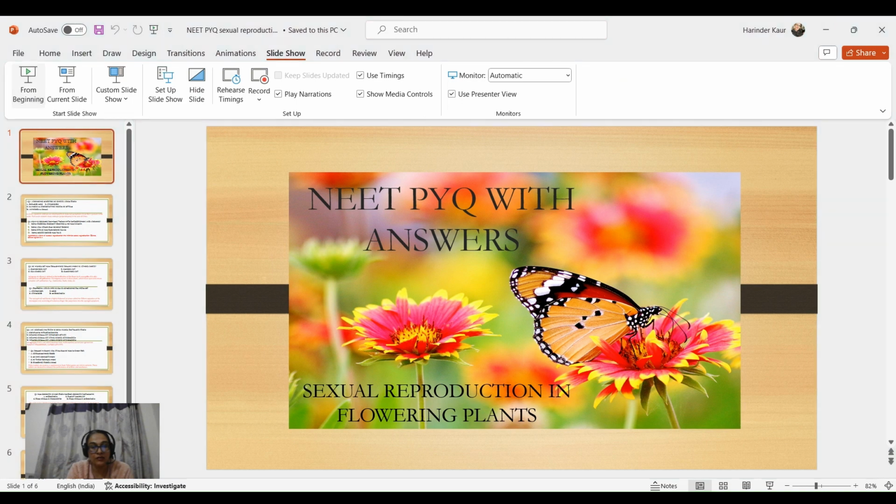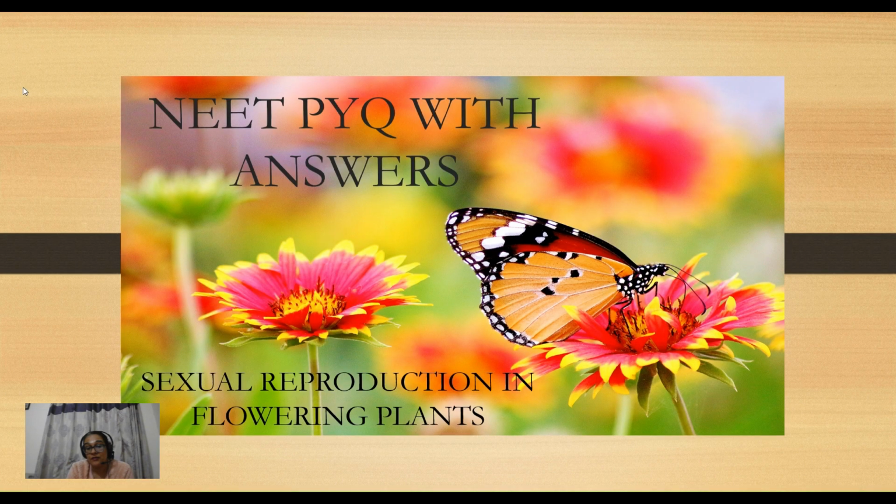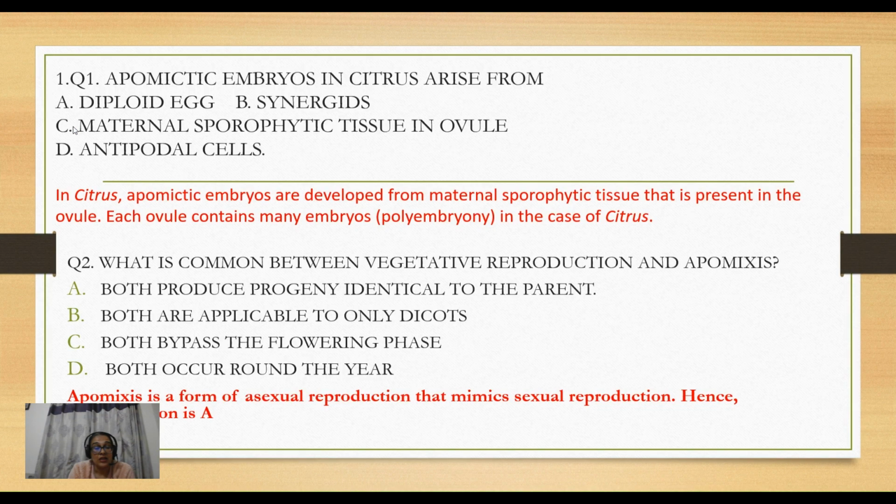So again, today we are going to discuss some very important questions related to the chapter sexual reproduction in flowering plants. So we'll be basically discussing a total of 10 questions related to the chapter that have been asked in the NEET previous years. So the first question is: apomictic embryos in citrus arise from diploid egg, synergids, maternal sporophytic tissue in ovule, or antipodal cells.